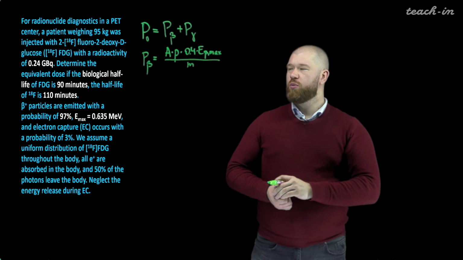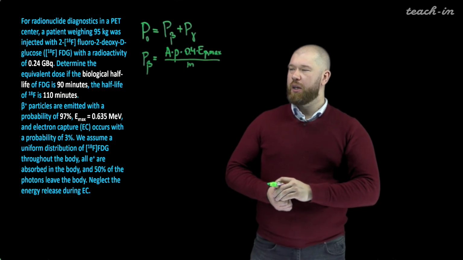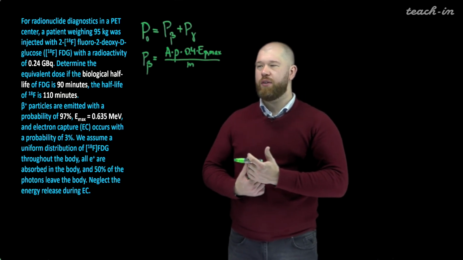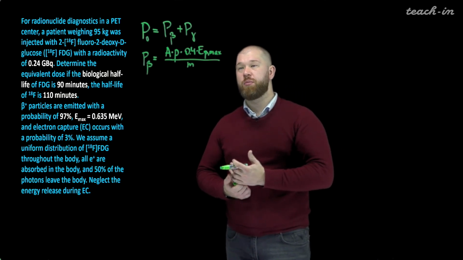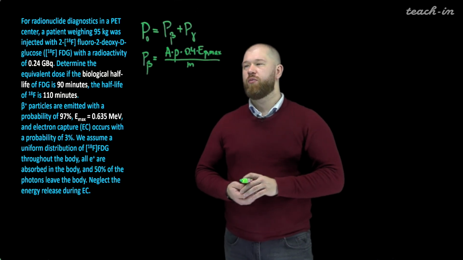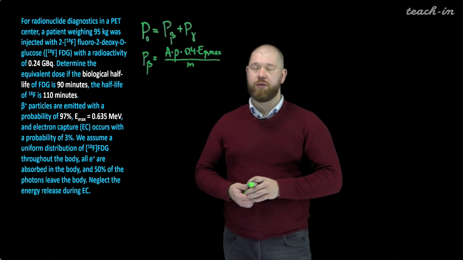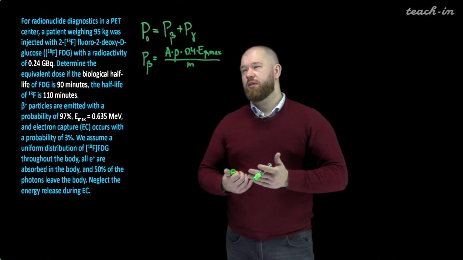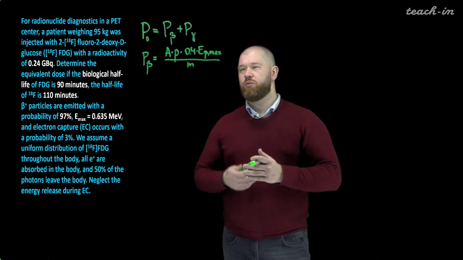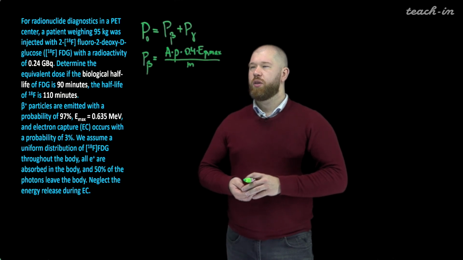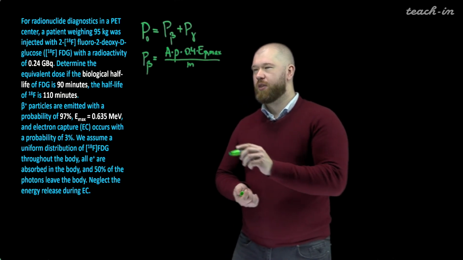Of course, to calculate the equivalent dose, we also have to use the weighting factor for radiation type. But we remember that for beta and gamma radiation, this weighting factor is equal to 1. So in this case, we don't need to multiply by this weighting factor. Okay, what about the gamma quanta?